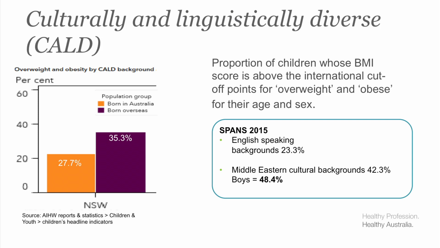So this next slide looks at our CALD groups, culturally and linguistically diverse groups. As you can see on the graph here, if you're from an overseas background but born in Australia, the rate of childhood overweight and obesity is 27.7%, but it rises by 8% if you were born overseas. The most recent SPANS data supports this, and we can see that even in Middle Eastern backgrounds, it's much higher, specifically up to 42%, and for boys from this population, it's up to 48%.